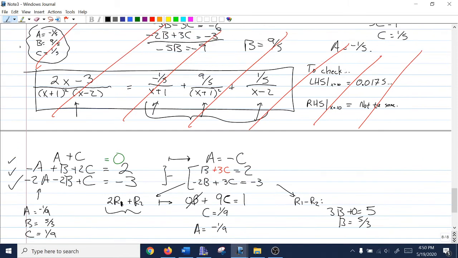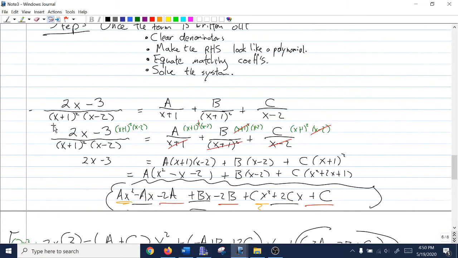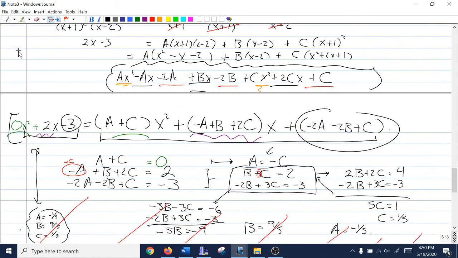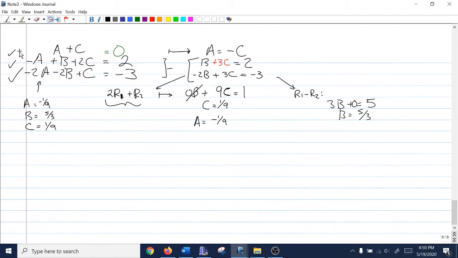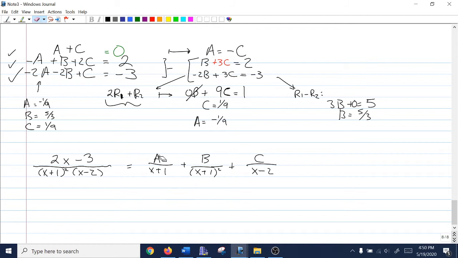So let's see if we did it right this time. Our solution was supposed to be this. But now we know the a, b, and c. A we have found to be negative 1/9. B we have found to be 5/3. C we have found to be 1/9. If we did this right, then when I plug a number like 10 into both sides, I'll get the same thing.